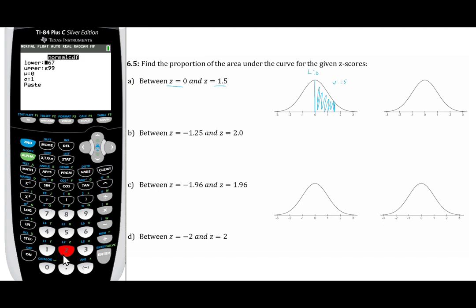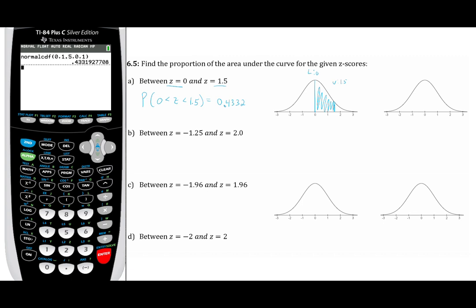number 2. Lower bound is 0. Upper bound is 1.5. Again, if you're using the TI-83 or the older version of the TI-84, lower bound is 0, upper bound is 1.5, mean of 0, standard deviation of 1. And we'll get that the probability that 0 is less than the z-score, which is less than 1.5, is going to be 0.4332.